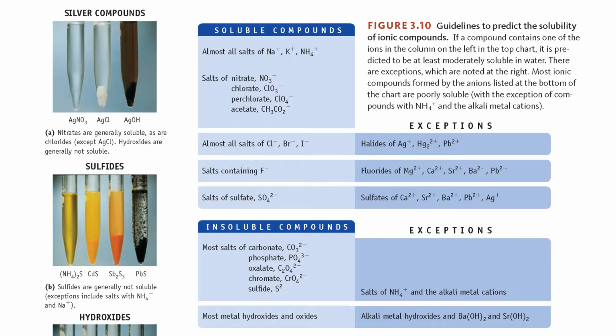So perhaps I won't jog your memory quite that hard, but you have seen these many times before, and they go a little something like this. All salts of sodium, potassium, ammonium are soluble in water. All nitrates, all acetates are soluble in water. Most salts of chloride, bromide, and iodide are soluble in water, except silver, mercury, and lead. Most carbonates, most phosphates, most oxalates are insoluble in water.